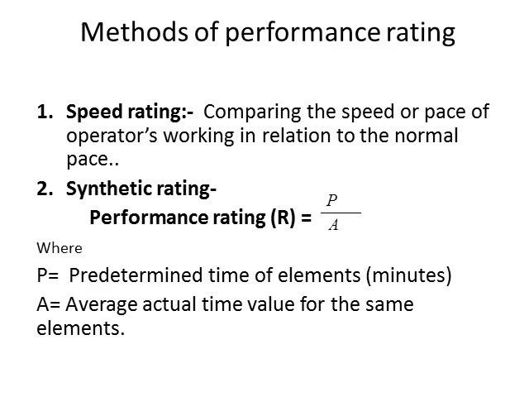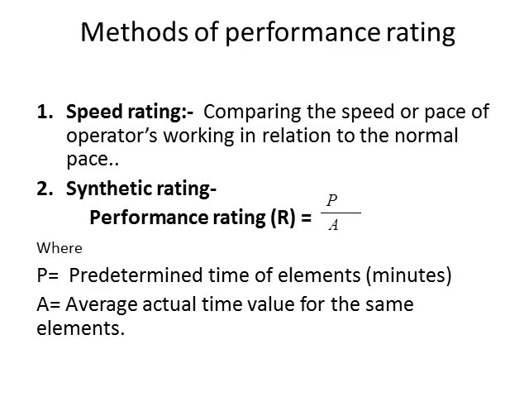What is speed rating? Speed rating compares the speed or pace of the operator at work in relation to the normal pace. Actually, here we are comparing the speed of the operator with the normal speed. Consider an example. If I say that a worker is rated 125%, it means he is working at 25% higher speed than normal speed. Clear? If the rating of an operator is 125%, that means he is working at 25% more speed than a normal speed. Simple method, right?